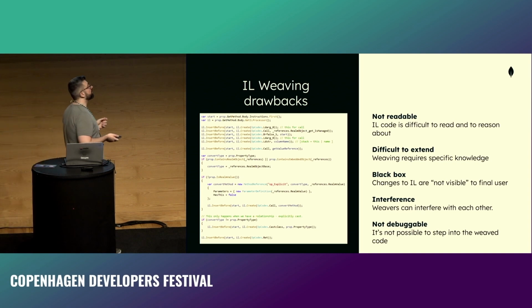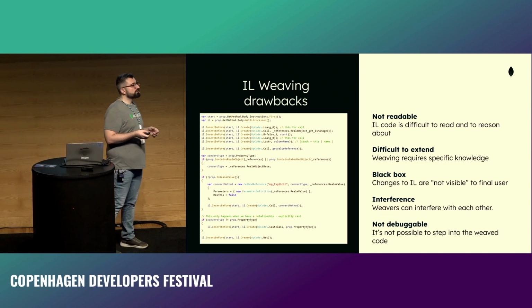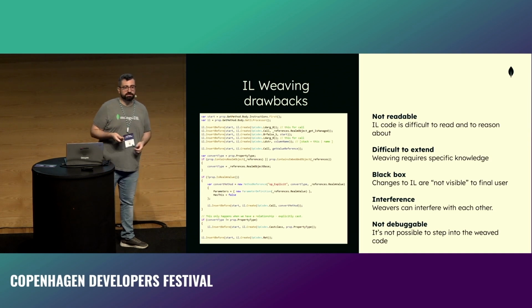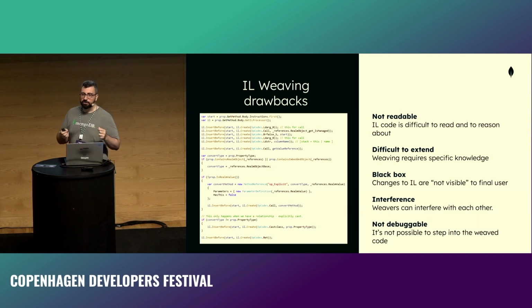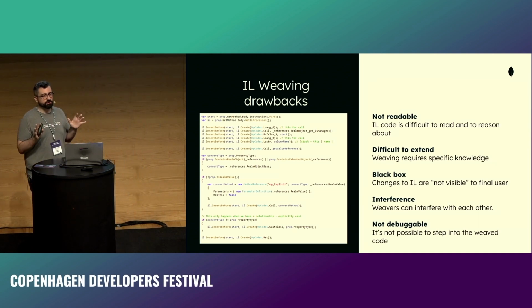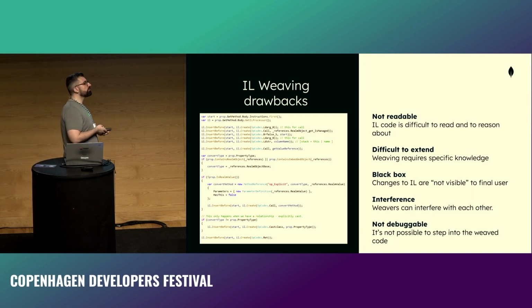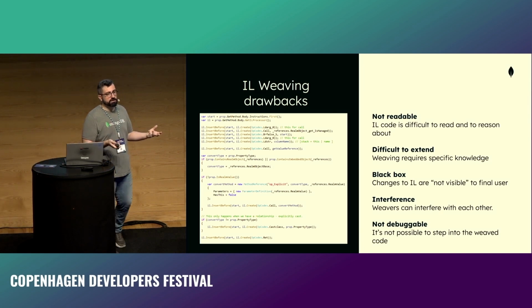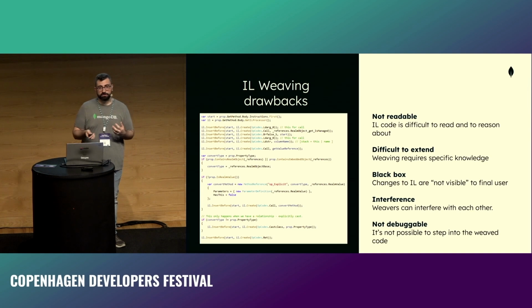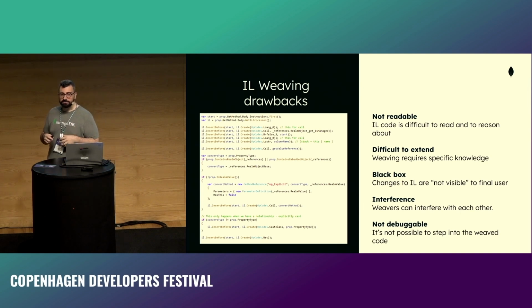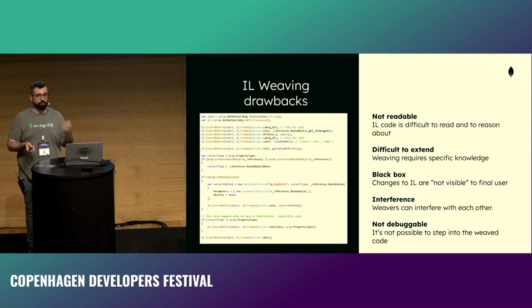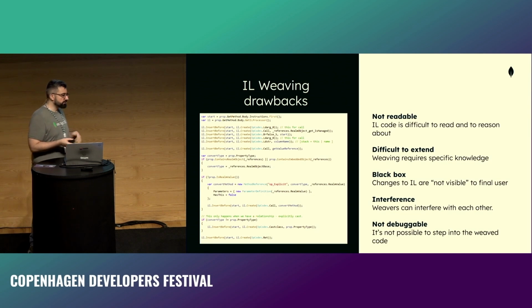And there's also another problem, the interference. This is a process that happens after compilation. And because you can modify anything you want with a Weaver, if you have multiple Weavers or multiple libraries that are using Weavers, then the result could depend on the order of the Weavers.